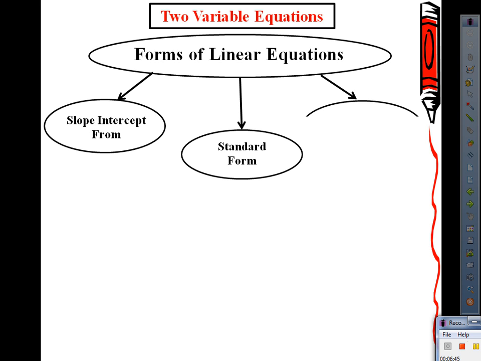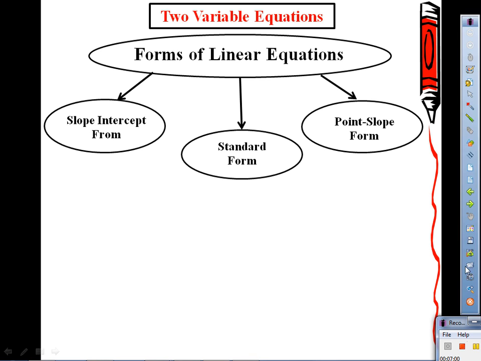And the third form that we're going to cover is point-slope form. Okay? So, if you can fit this underneath your prayer model, copy that diagram. If not, turn your paper over and copy the diagram in the back, please. Copy that. All right. So, what are the three different forms? Slope-intercept form, standard form, point-slope form.